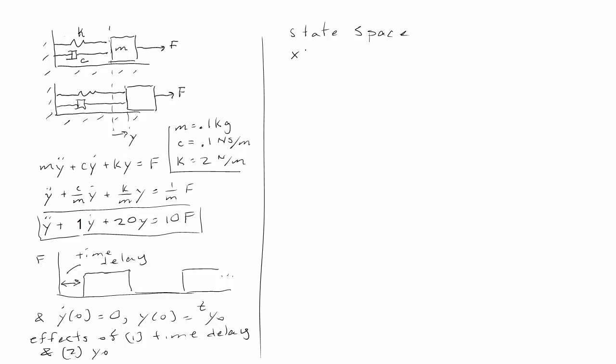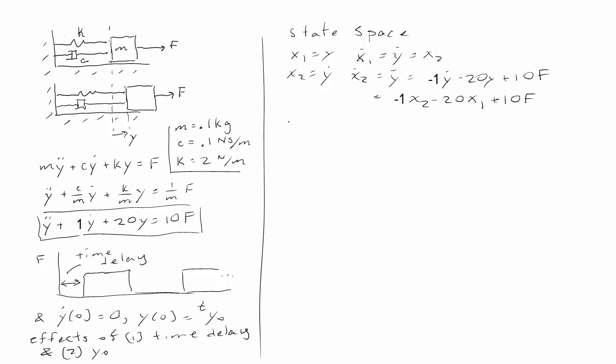First, the state space. We'll define a couple states, the first state just being y, so x1 is y, and the second state being the speed of the mass, y dot. So we differentiate x1 and x2 and then represent those time derivative quantities in terms of the states, the x1 and the x2. So the x2 dot gives us y double dot, which we have a dynamic equation for, and we replace the y dot and the y with x2 and x1 respectively.